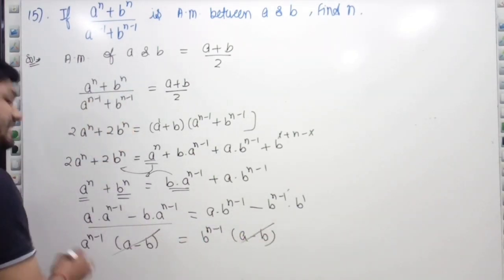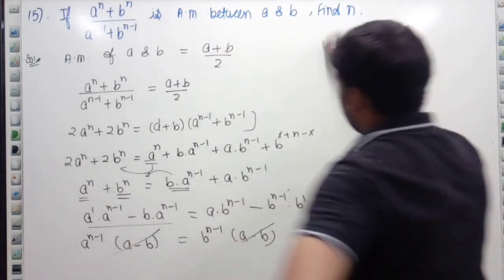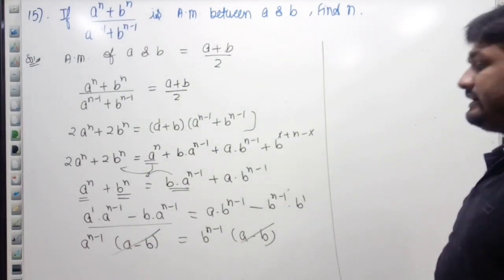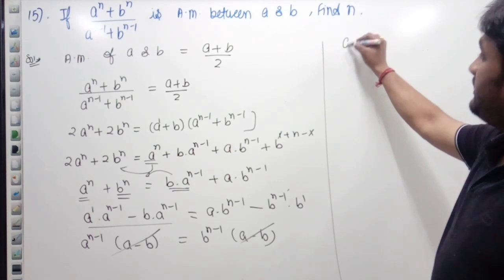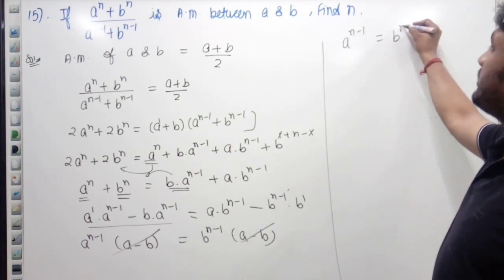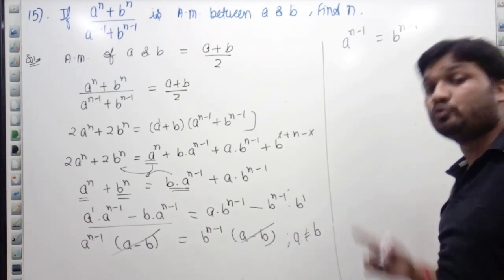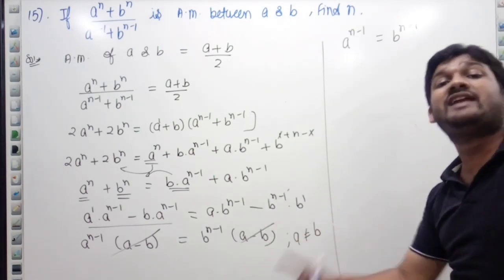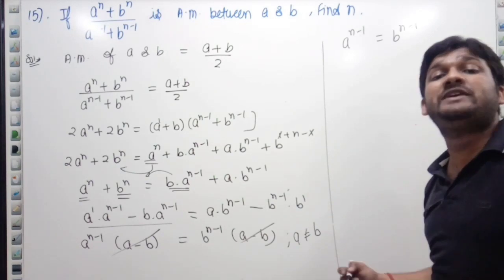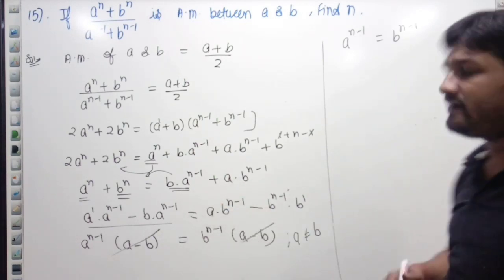So it's a minus b and a minus b is cancelled out, and now what we have is a to the power n minus 1 equal to b to the power n minus 1. Obviously, here we will have the condition a cannot be equal to b. Right, when can we cancel? When a is not equal to b. Why? If a and b are equal, then 0 by 0 cannot be cancelled.